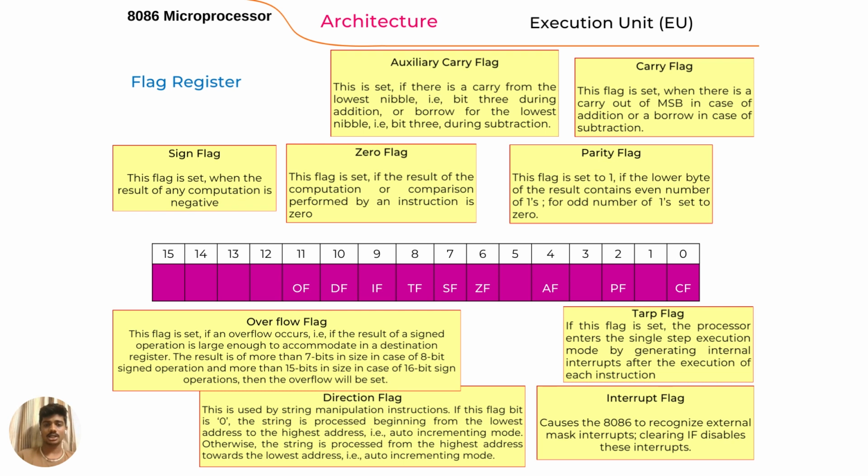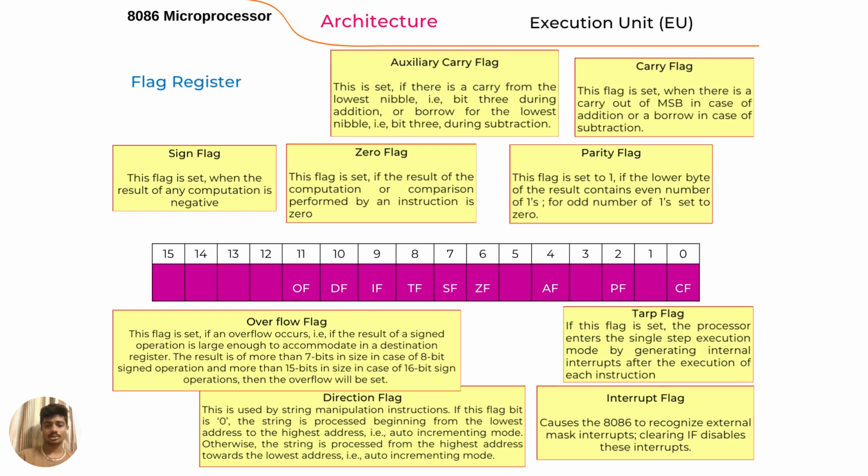Parity flag, this flag is set to 1 if the lower byte of the result contains even number of ones, for odd number of ones set to 0. Now auxiliary carry flag. This is set if there is a carry from the lowest nibble bit 3 during addition or borrow from the lowest nibble bit 3 during subtraction. Zero flag. This flag is set if the result of computations or comparison performed by an instruction is 0. Sign flag. The sign flag is used when the result of any computation is negative.